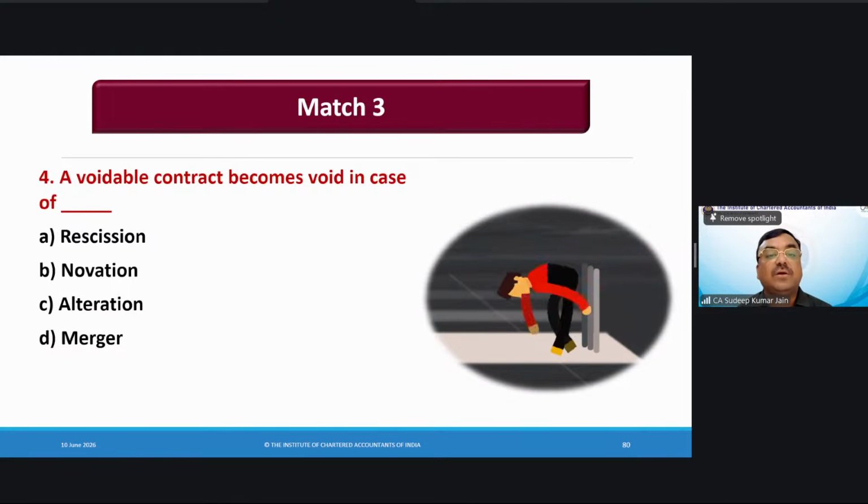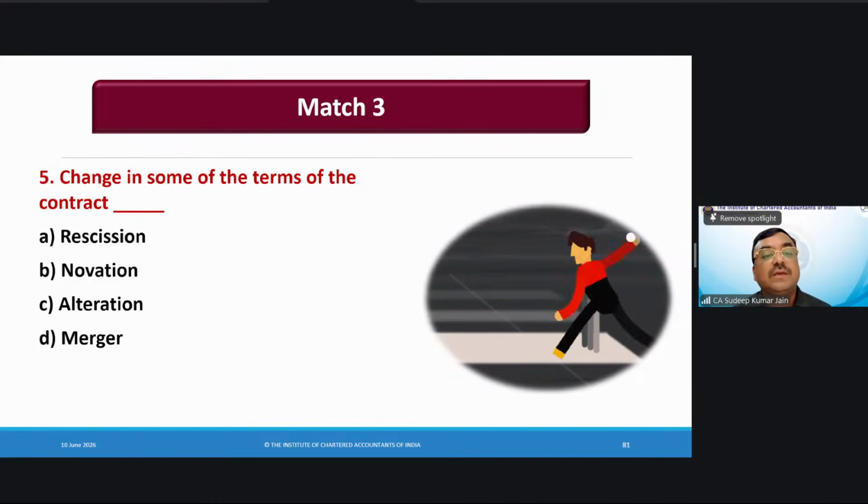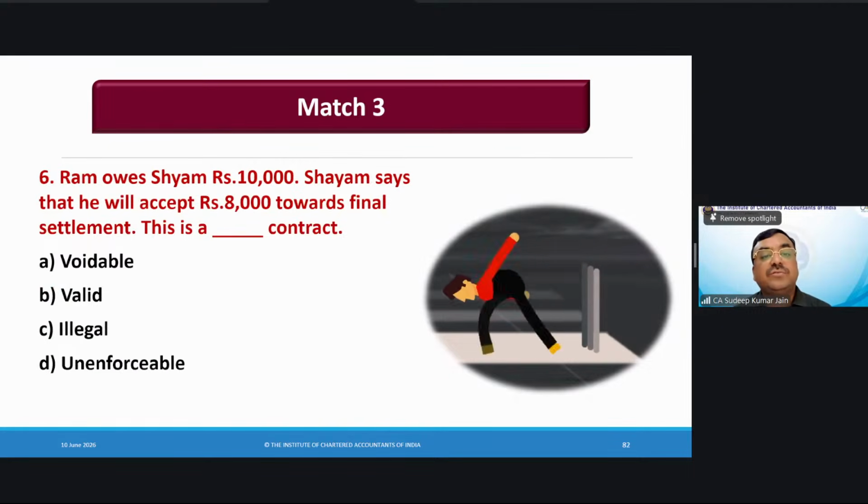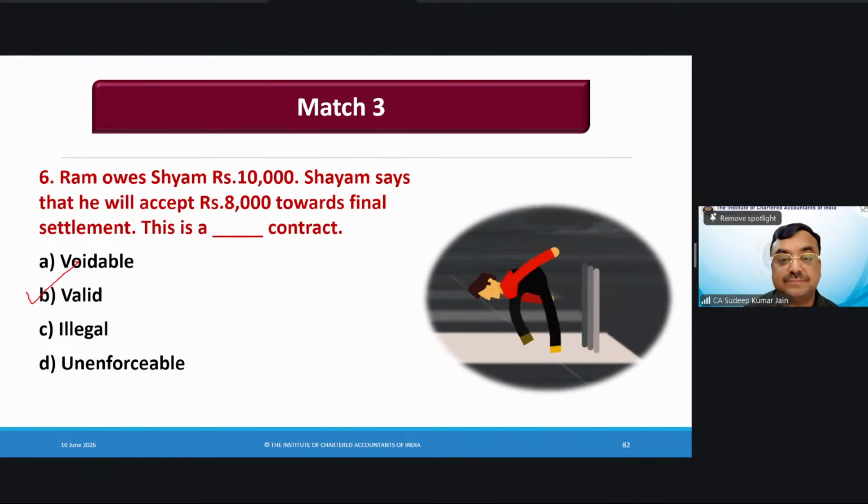A voidable contract becomes void in case of rescission. A voidable contract arises only in case of rescission. Change in some terms of the contract is alteration. Ram owes 10,000. Sham says that he will accept rupees 8,000 towards final settlement. This is a valid contract: waiver, remission.